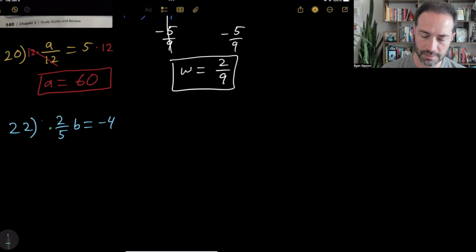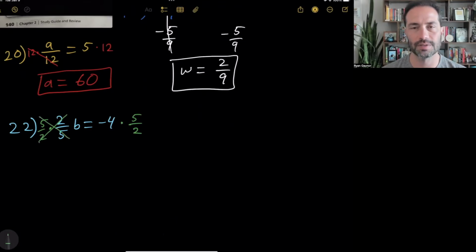So multiplying by 5/2 right here, and multiplying by 5/2 right here. Now these cancel out, 2 divided by 2 and 5 divided by 5, right? Or you could have actually multiplied that and you would have gotten 10 on the top and 10 on the bottom. So 10 divided by 10 is 1. 1 times b is just b.